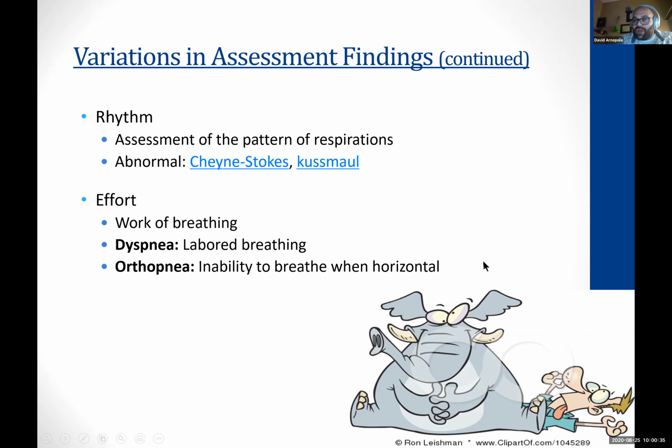To answer your question, bradypnea versus hypoventilation, the bradypnea is just that slowed rate. Hypoventilation is the slowed rate with shallow breathing as well. Tachypnea, same thing. Tachypnea would just be rapid, where hyperventilation would be rapid and deep ventilation. Correct. It would be about depth. And then you've got your work of breathing. Dyspnea, if it's difficult for them to breathe, DY, difficult. Orthopnea, inability to breathe when they're standing or laying. Specifically on this one, would be laying.